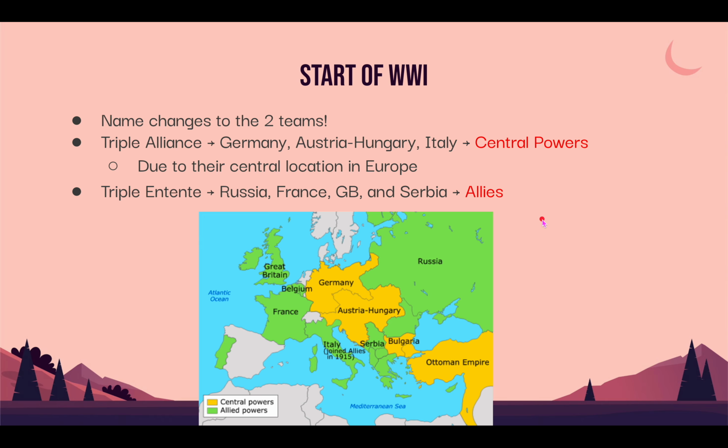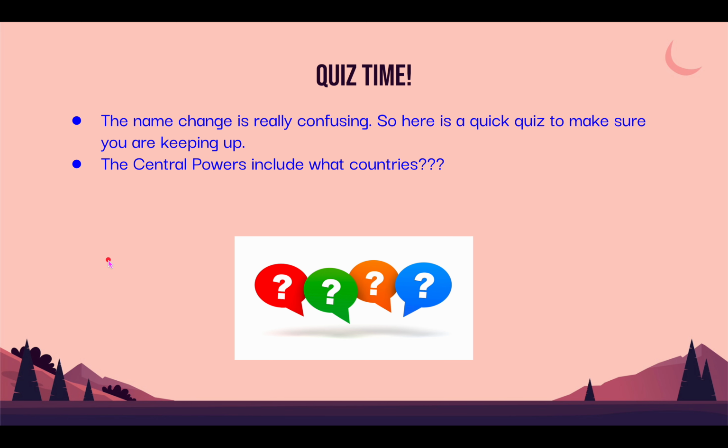So, to make this even more confusing, there's actually a name change of the two teams. The Triple Alliance, which was Germany, Austria-Hungary, and Italy, now becomes the Central Powers, due to their central location in Europe. That makes sense. And the Triple Entente, which was Russia, France, and Great Britain, and now Serbia, makes a name change to the Allies. So the name change is really confusing.